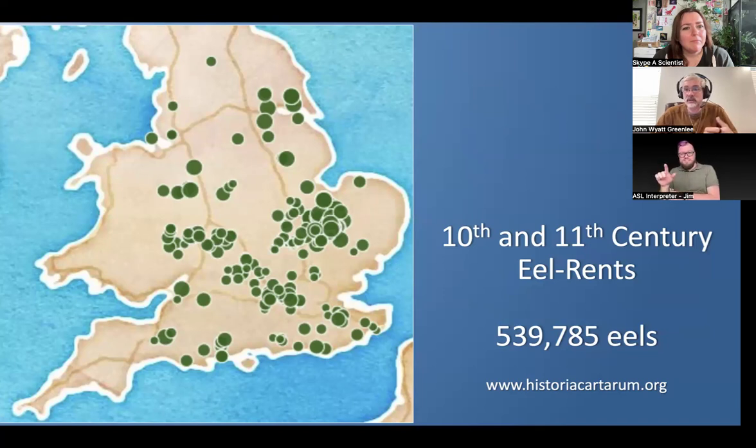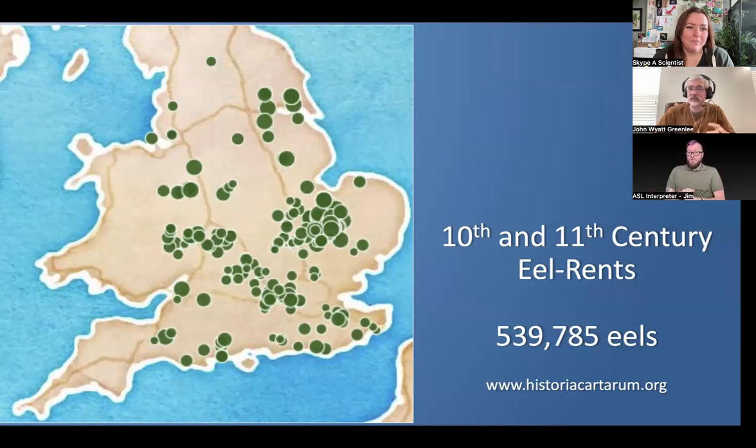To give you a sense of numbers, at the end of the 11th century or so, around 1100, there were about 540,000 eels being paid in rent in England every year. And there's actually probably more than that. These are the ones that I have records of. I can look at places where I don't have records and should, and say, well, there's probably eel rents there too. But these are the ones that I can count from the archival records that I have. So 540,000 every year, which is quite a lot.